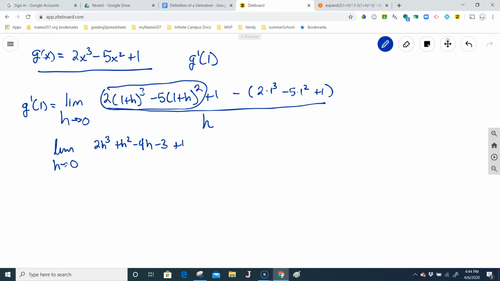This will become plus 1 minus, this is 2 minus 5 plus 1. So I'll go ahead and combine these guys. 2 minus 5 is negative 3. Negative 3 plus 1 is negative 2. So I get a positive 2 here all over h. And I'm hoping that a lot of things cancel out here.